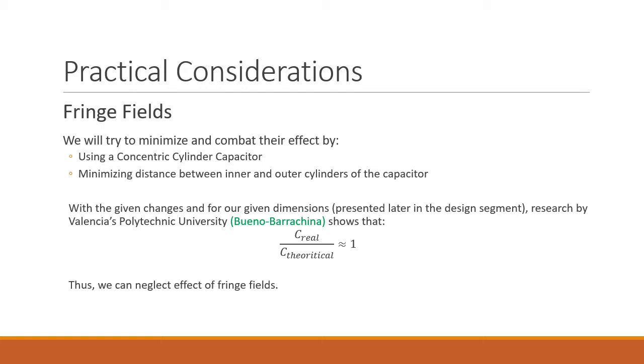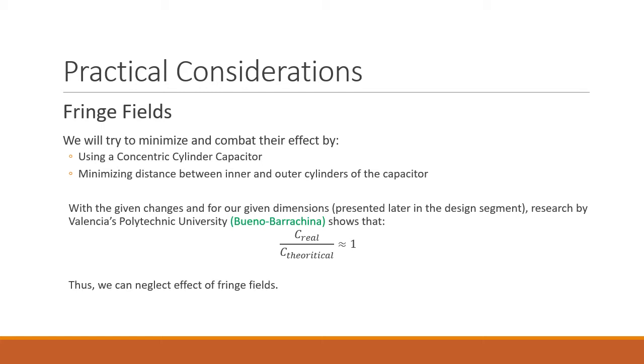The first practical consideration is the fringe fields. These can be minimized through multiple ways. First off, they can be minimized by using a cylindrical capacitor as opposed to a parallel plate capacitor, as they usually provide a higher ratio of surface area to perimeter, and because fringing often occurs at the periphery of the capacitor.